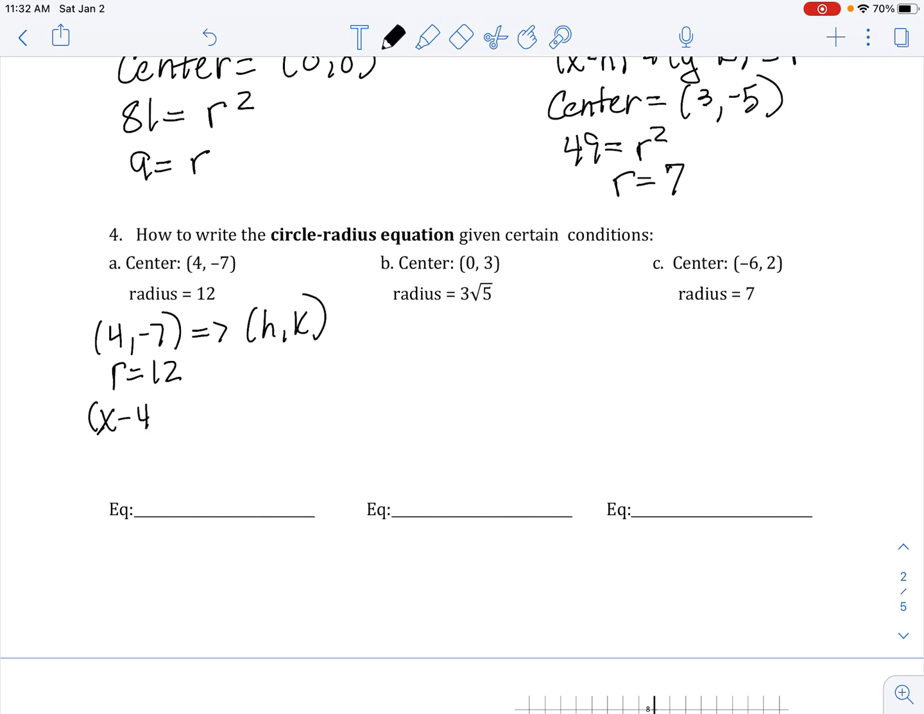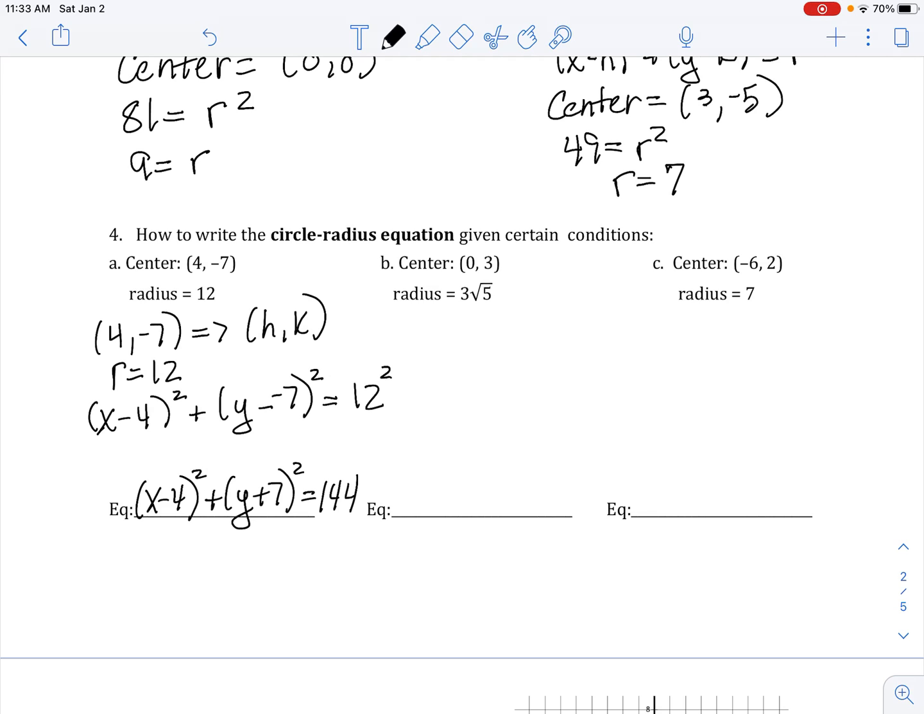So that's going to be x minus 4 squared plus y minus a negative 7 squared equals 12 squared. Simplifying, it's going to be x minus 4 squared plus y plus 7 squared equals 144. You should always square the radius when you provide your final answer, and you should always simplify if you have a minus a negative.